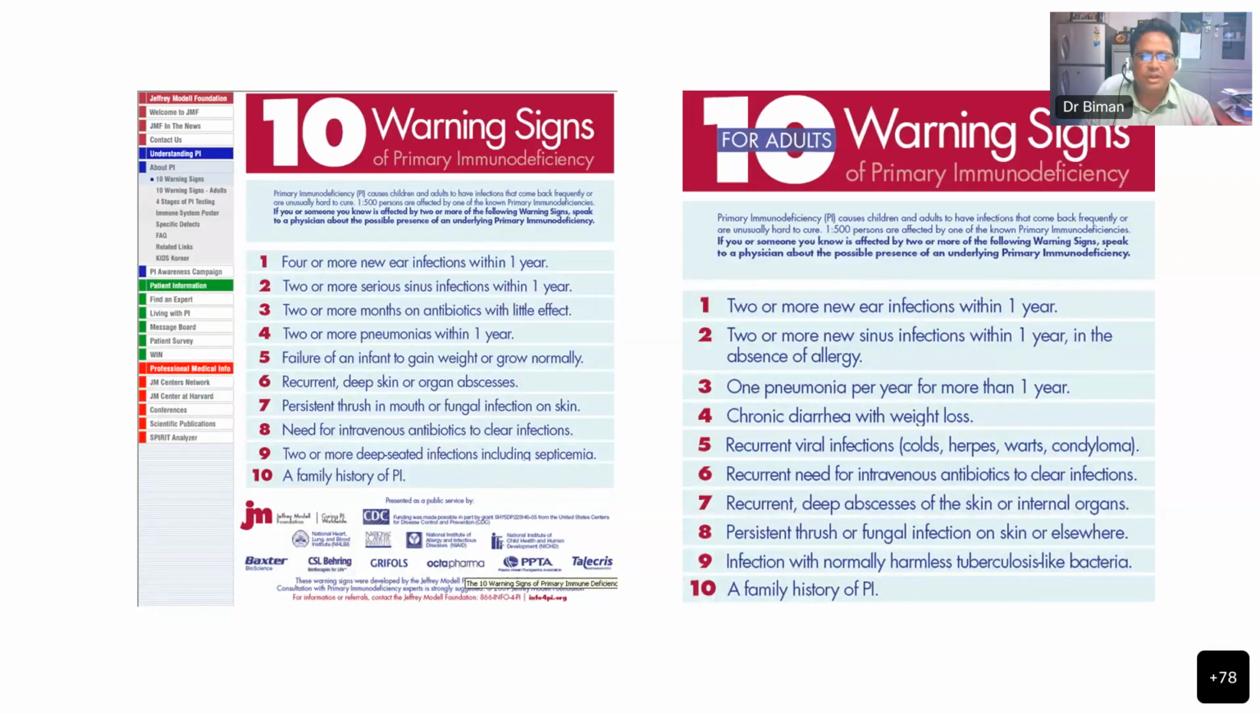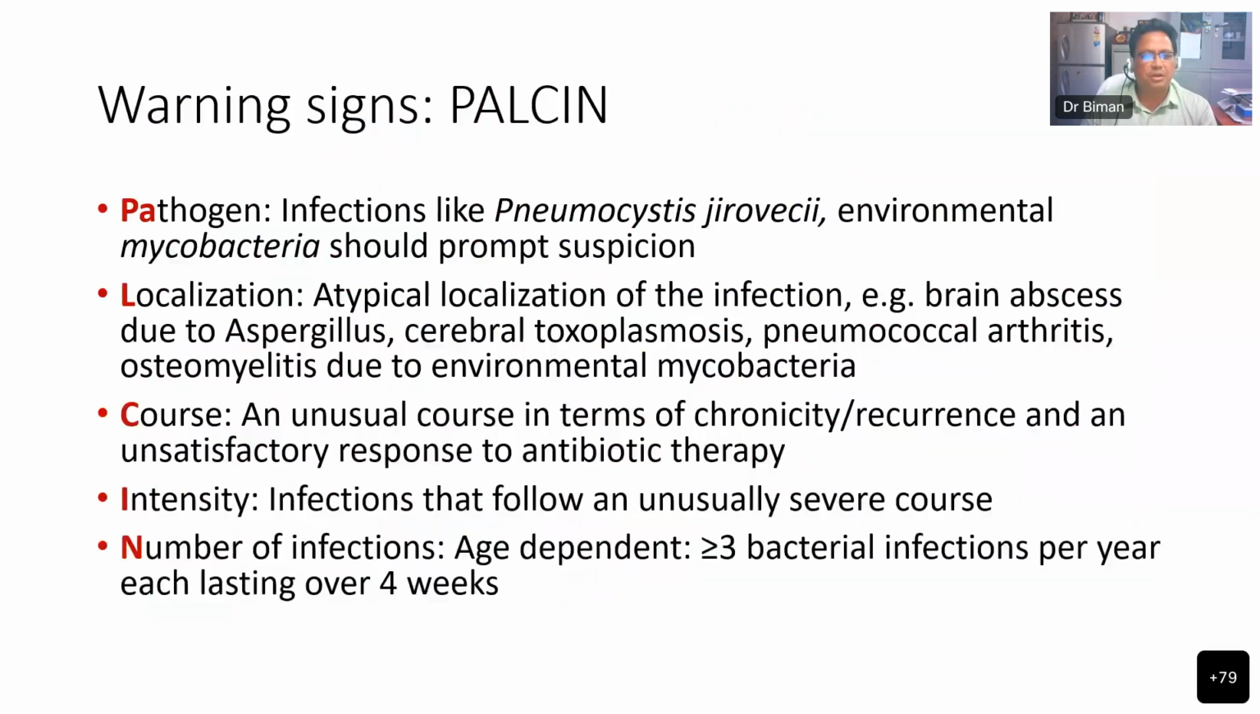There are certain warning signs which the Jeffrey Modell Foundation has given for children and for adults, but these warning signs are more useful for the general public rather than for physicians, but they are helpful anyway. But for a pathologist, the warning signs can be remembered with this mnemonic: PULSIN.